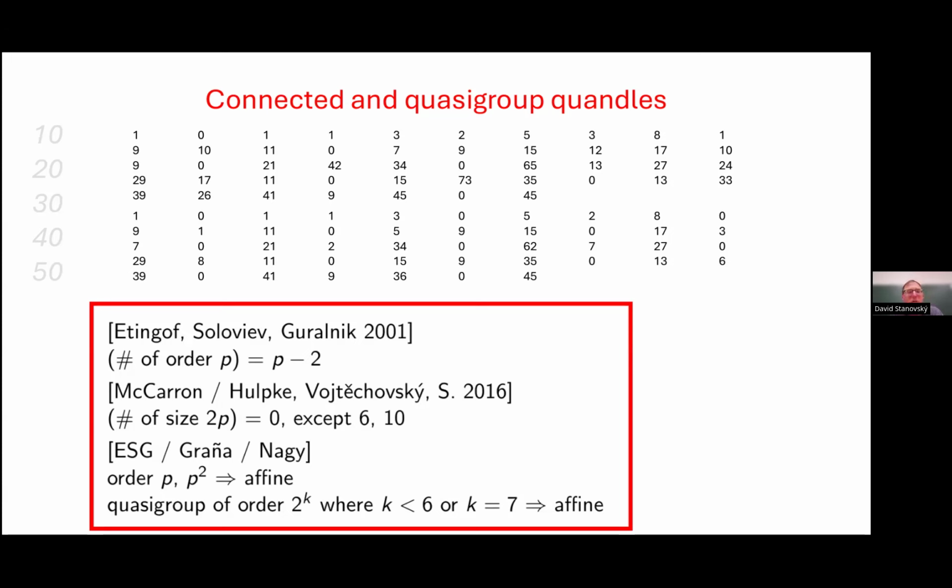So these are in fact theorems. The number of connected quandles of order p is exactly p minus 2. That's a result from 2001 by Etingof, Soloviev, and Guralnick. The number of quandles of order 2p is almost always 0. There are lots of zeros in the table. That's the rule. The only exceptions are 6 and 10. There are two proofs. One is by Vendramin, which has never been published, and I have to admit I don't understand it. And there is an alternative proof that was provided by myself with Petr Vojtěchovský and Alexander Hulpke.